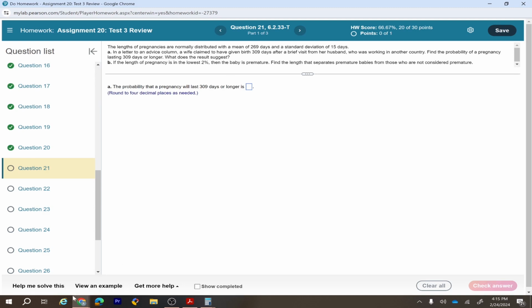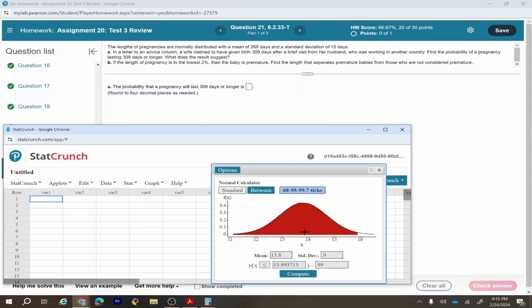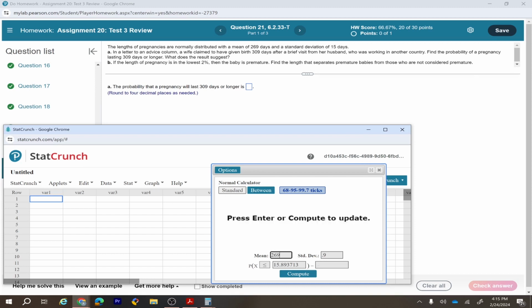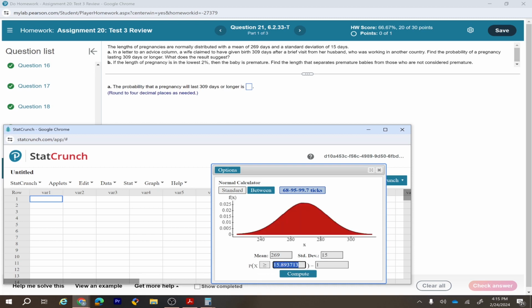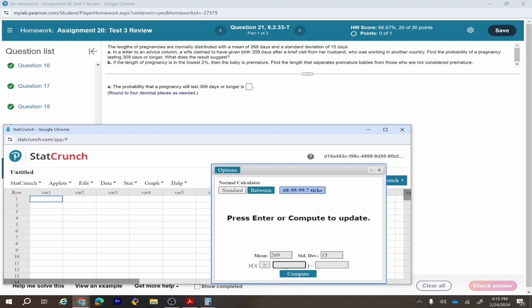We can solve this type of problem by using a very similar calculator here. The mean is 269 days and the standard deviation is 15 days, and we would like to find the probability that the pregnancy length is greater than 309. If you do that, it gives you a very small probability, even less than 1%. So the probability that pregnancy will last 309 days or longer is 0.0038.